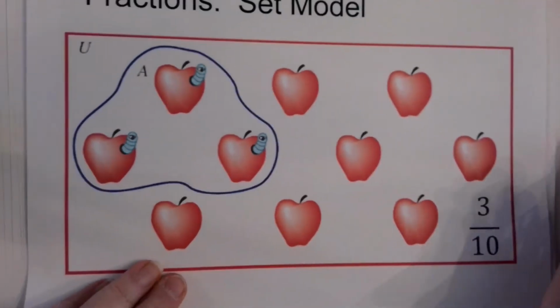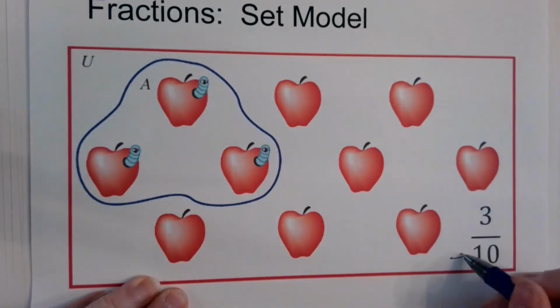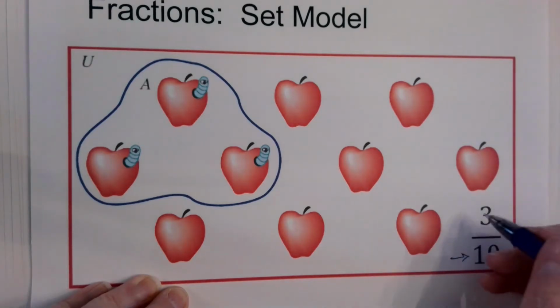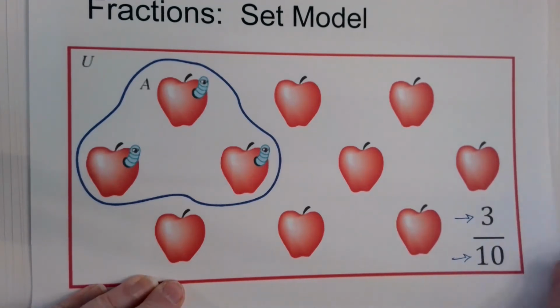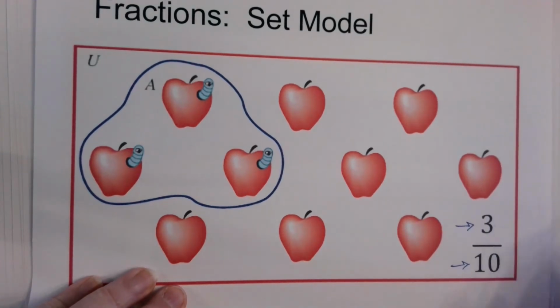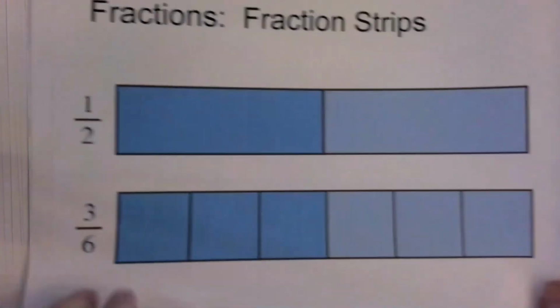A set model means we have a set of objects. We have a set of apples. There's 10 apples total. How many have worms in them? Blech. 3 of the apples have a worm. What's worse than biting into an apple and getting a worm? Biting into an apple and getting half a worm. Ugh. So 3/10 of the apples have worms. We can't reduce that because we can't divide 3 and 10 by the same number. So we leave it 3/10.